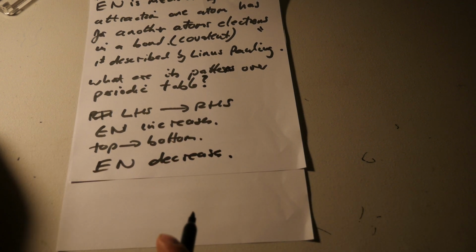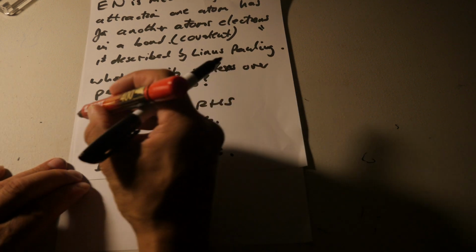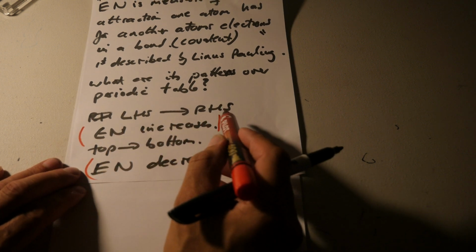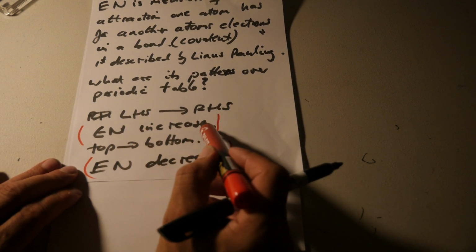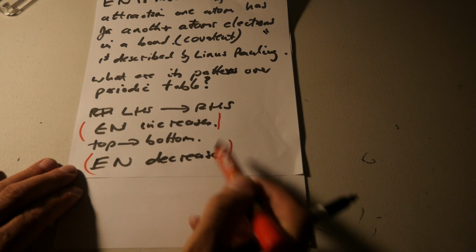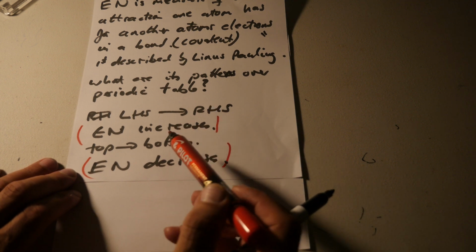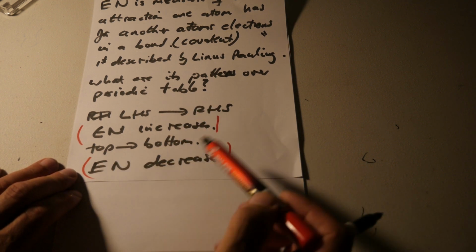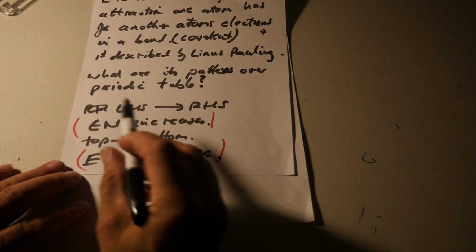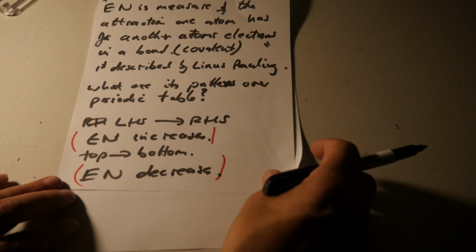So these are the main key facts. Moving from left hand side to right hand side, it increases. Going from top to bottom, it decreases. In my earlier video on covalent radii, I should have drawn it like that, but it doesn't matter too much.